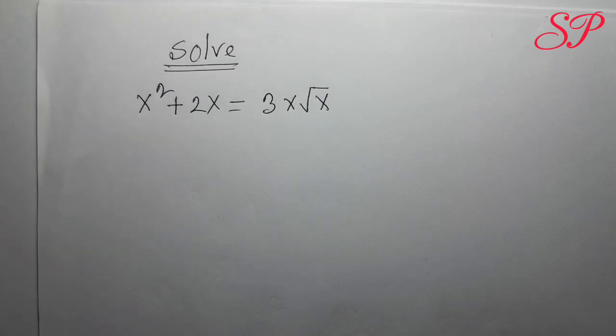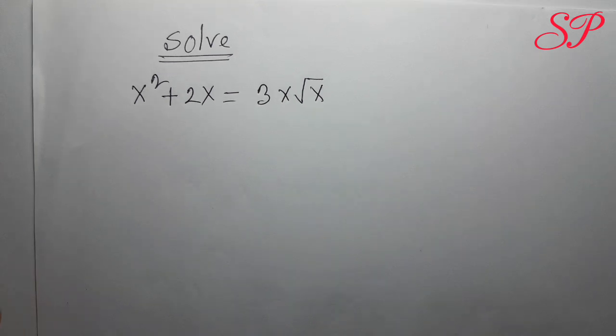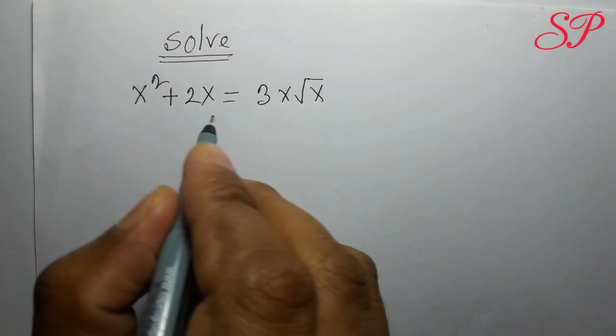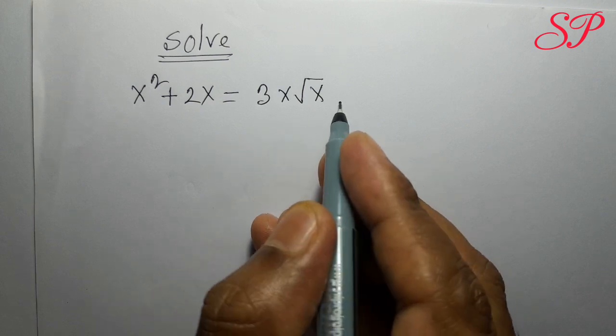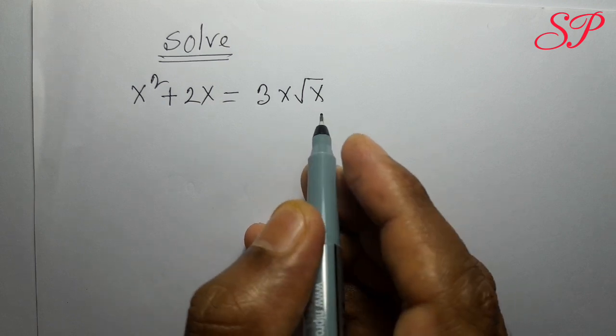Today I will solve a nice exponential equation. Here it is given that x square plus 2x is equal to 3x root over x. Let's start.